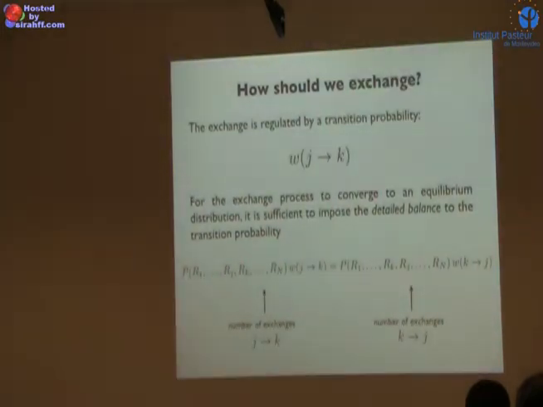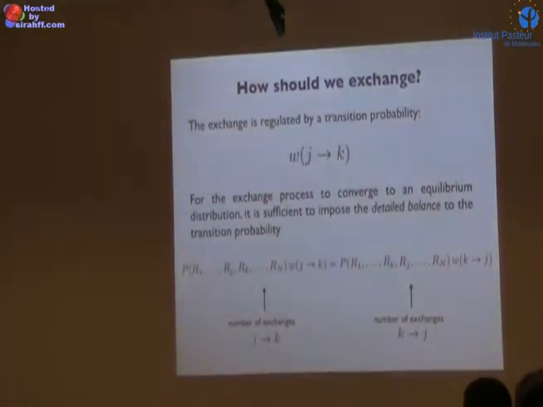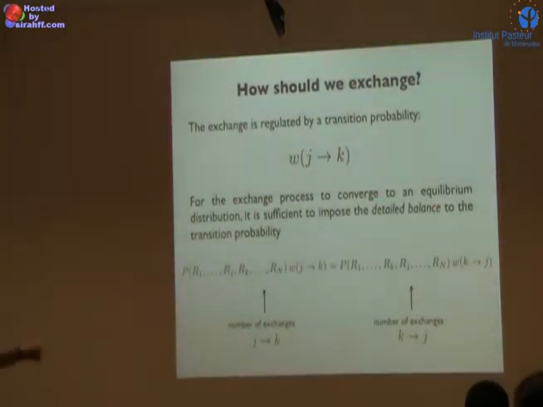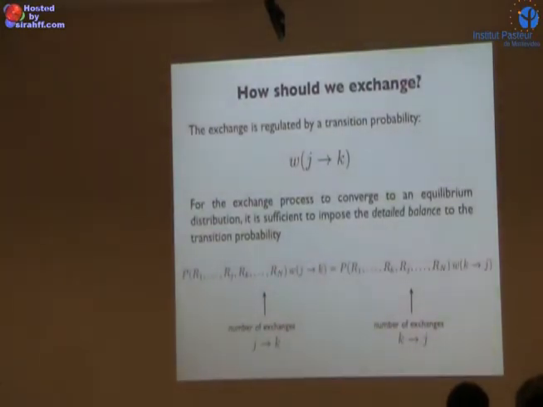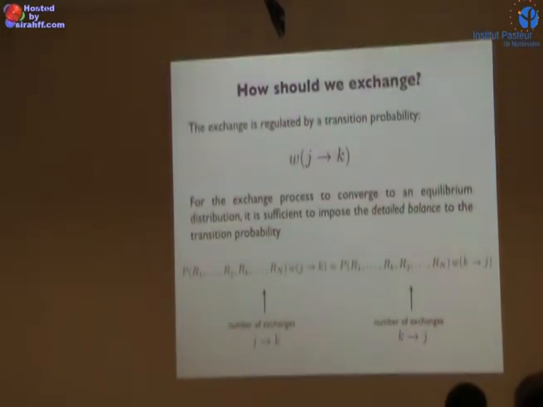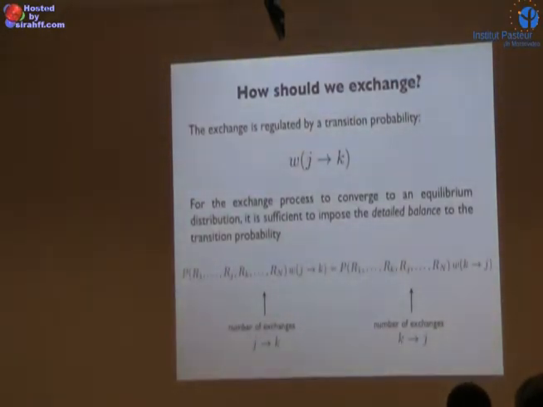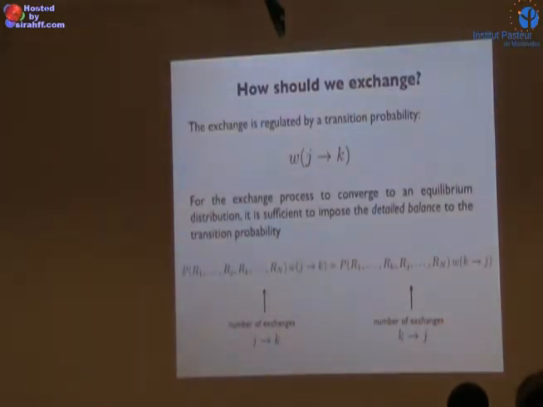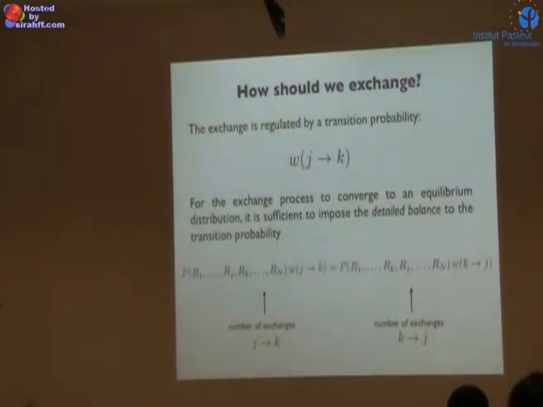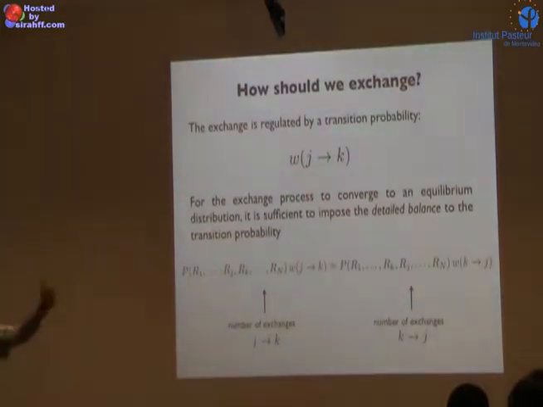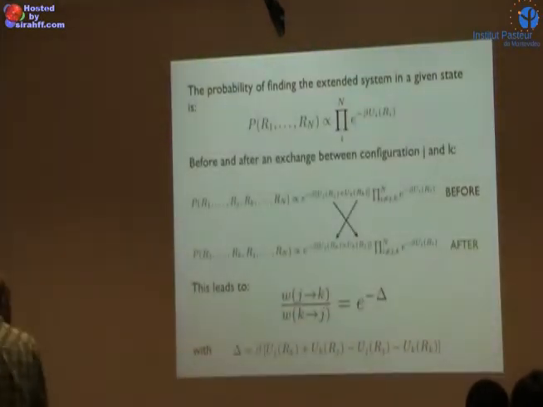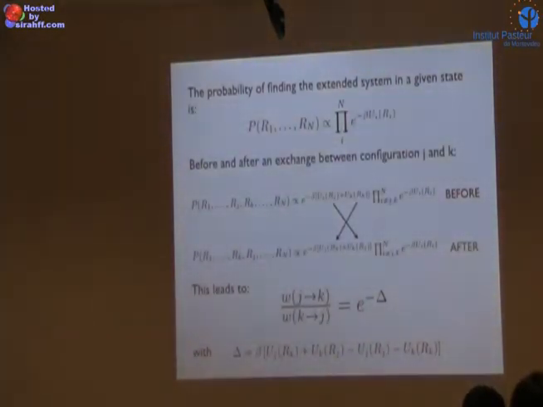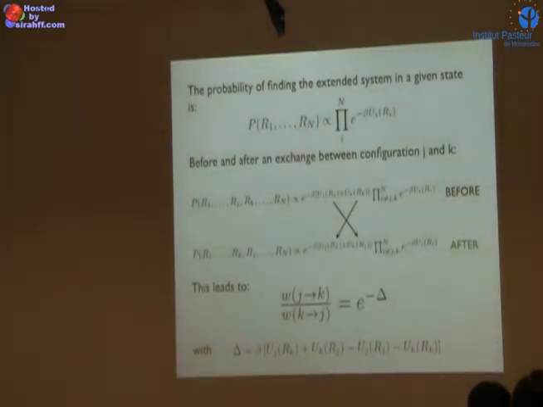So the probability of populating that state times the transition probability in the direction J to K must be equal to the probability of populating the state in which J and K are switched, multiplied by the transition probability of doing the reverse process. So this is the condition of detailed balance that I can impose. It's sufficient that I impose this to obtain an equilibrium distribution. So practically, the recipe that comes out of this is pretty easy.